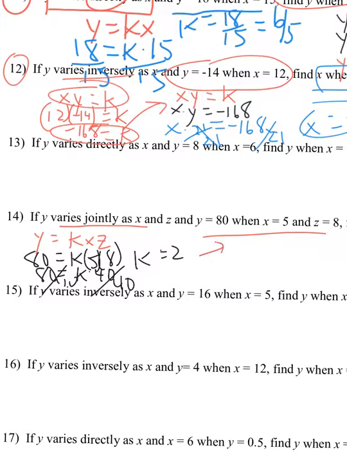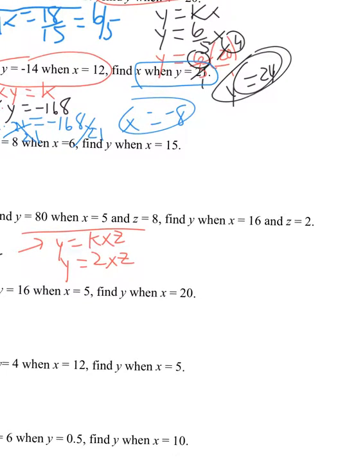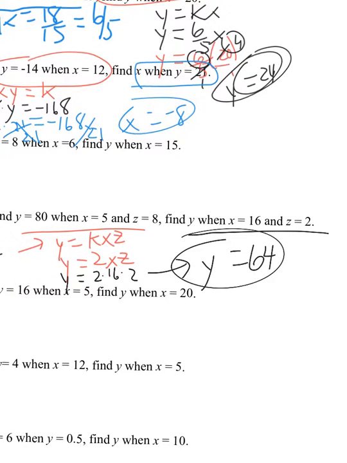Now we're going to go up and say y equals kxz, so it's y equals 2xz for this problem. Now we're supposed to find y when x is 16, so we're going to put 16 in here, and z is 2. So we're finding y: it's 2 times 16 times 2, so y is equal to 64. So there's a joint variation problem.